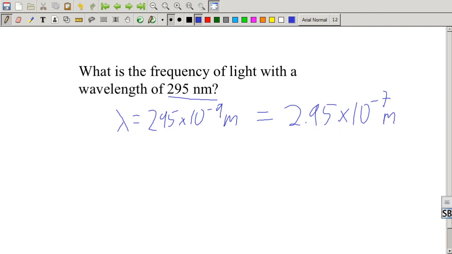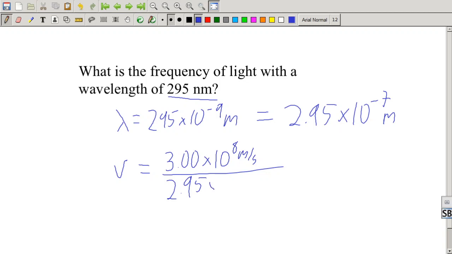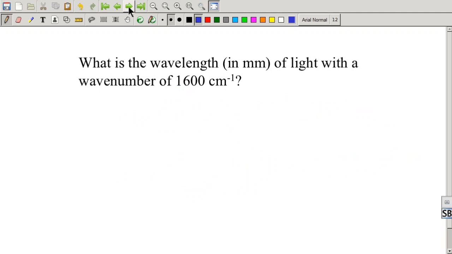And so if we want to calculate the frequency, we take our constant value of the speed of light, which is 3 times 10 to the 8th meters per second, and we divide that by our wavelength in meters. You see the units cancel out correctly, which is a good sign. 1.02 times 10 to the 15. And so essentially what this is telling you is if a photon of this light travels 1 second, it's going to oscillate that many times. That's a lot.